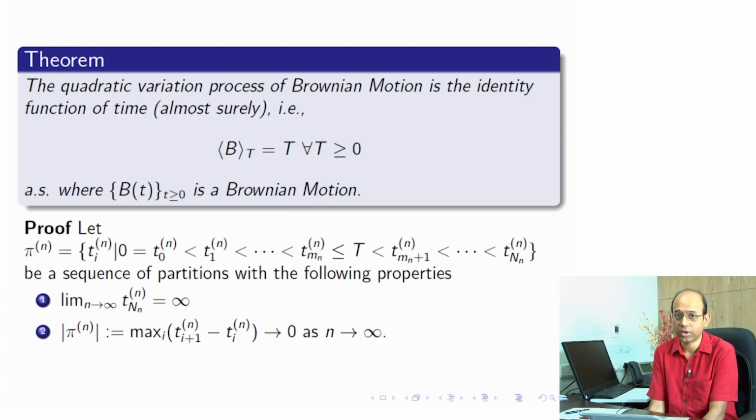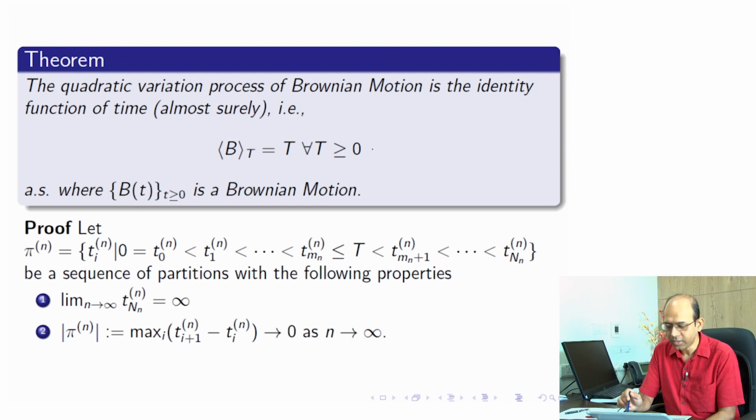Next we discuss another important property of Brownian motion, that its quadratic variation process is just the time itself. That is stated here as a theorem. The quadratic variation process of Brownian motion is the identity function of time almost surely. That is, this is the notation that we have been using for the last 2-3 lectures, that the quadratic variation of B at time capital T is exactly equal to T for all T.